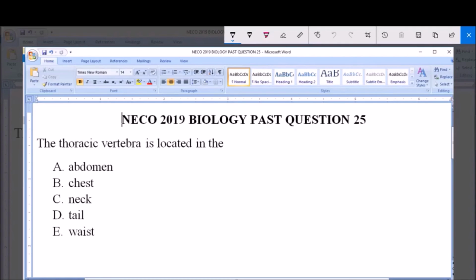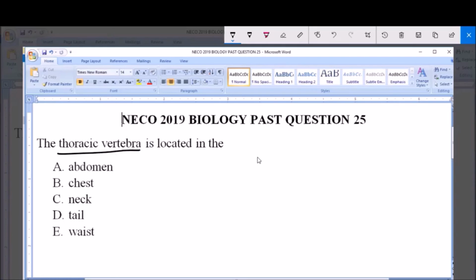I will be answering NECO 2019 biology past question 25. The thoracic vertebra is located in the A. Abdomen, B. Chest, C. Neck, D. Tail, and E. Waist. We are asked about the thoracic vertebra, that is, where is it located?